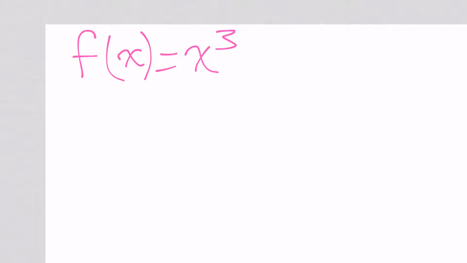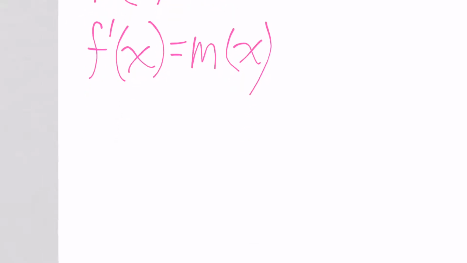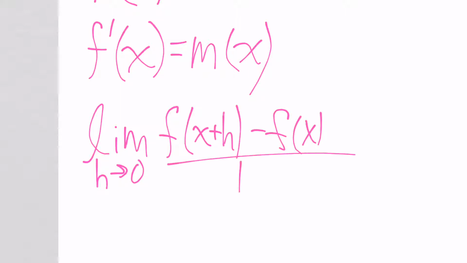So what we're saying is we want to find f prime of x, which is our slope function, m of x, for the original function f of x, which is x cubed. So we want to find the derivative of x cubed, which will be a function that tells us our instantaneous slope at whatever x value we want. And to do that, we need to take the limit as h approaches 0 of f of x plus h minus f of x over h.